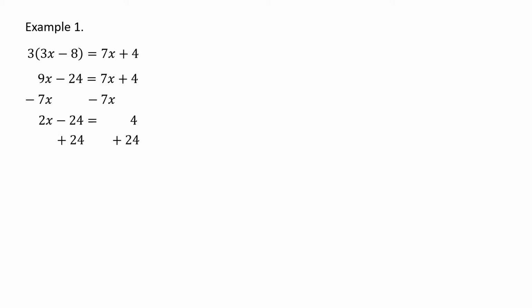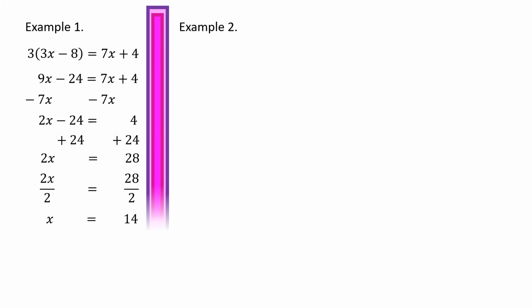Add 24 to each side. 2x is now 28. Divide both sides by 2. And x is 14. And you're thinking, yeah, that's pretty much how we've been doing this. Right? We just keep getting a nice answer, like here, x is 14.